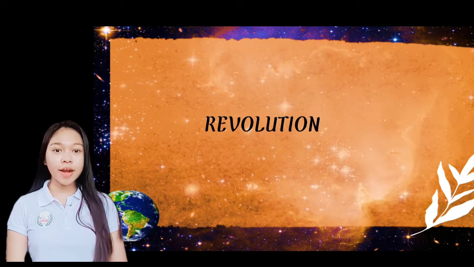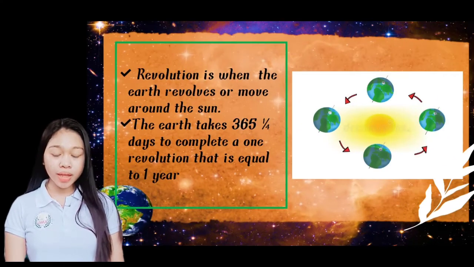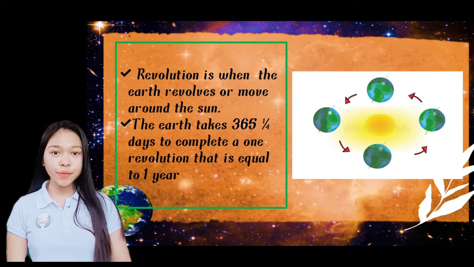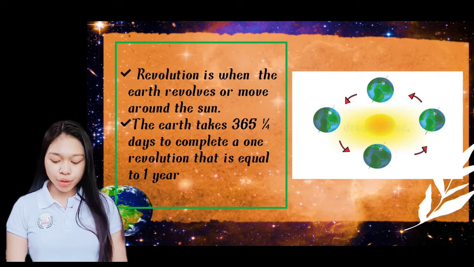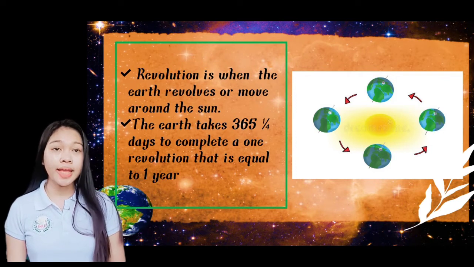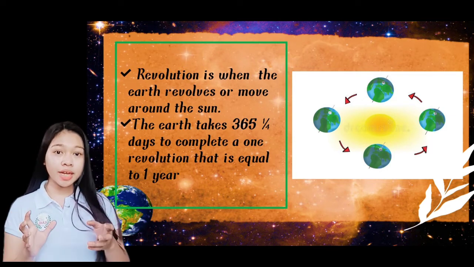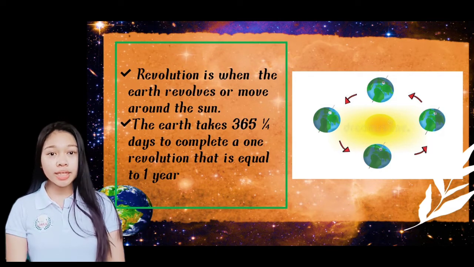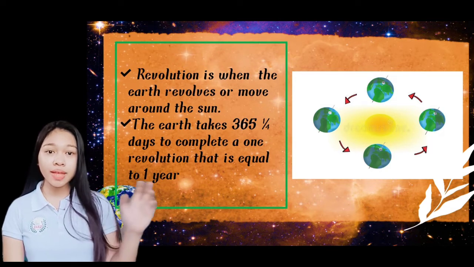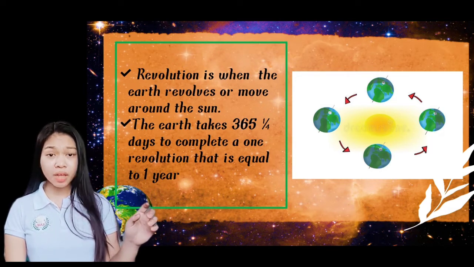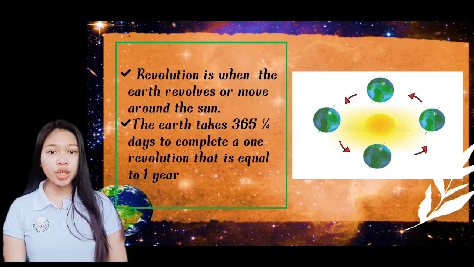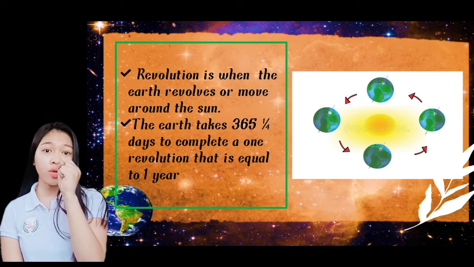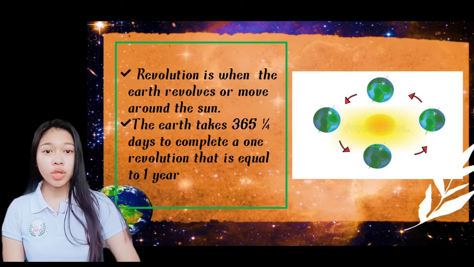Next is the revolution. To begin with, what is revolution first? So revolution occurs when the earth revolves around the sun. So gaya ng sabi kanina ni Sir Kelvin, ang rotation ay ang pag-ikot ng earth sa axis nito. And sabi din niya that there is no changing in position. So meaning parang umiikot lang siya dun sa pwesto niya.